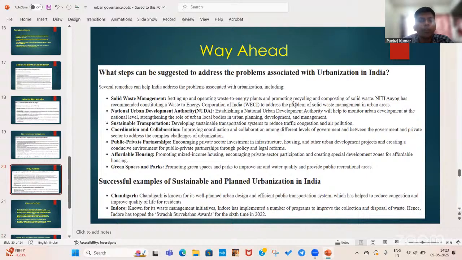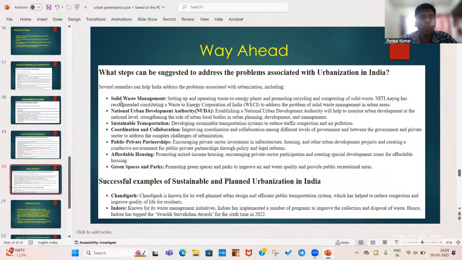Now the next is the way ahead. Having discussed what are the features of urbanization, what are the issues and problems of urbanization, what are the adverse impacts and even social problems of urbanization, and having discussed some government initiatives regarding urbanization, now let us go into some way ahead. What way ahead means is what can be done, what are some other initiatives which can be suggested to address the problems which we are facing due to urbanization in India. So, there are several suggestions.